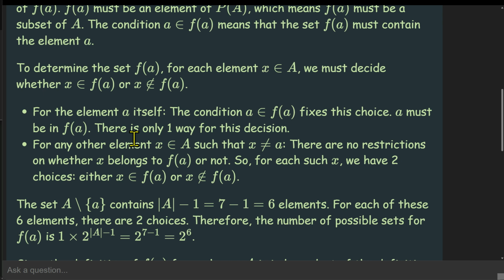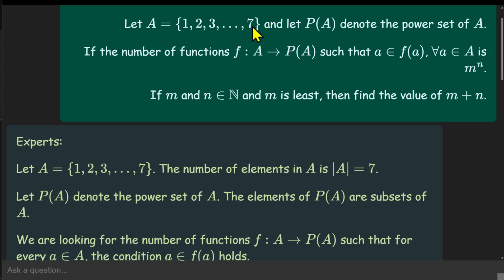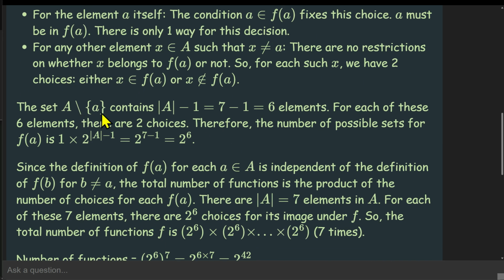So for any other element x belongs to A, such that x is not equal to a, there is no restriction. So how many elements are there in A? In total 7 elements, right? There is only one way for that element. So look, x is not equal to a, there is no restriction whether x belongs to f of a or not. For each such x we have two choices, x belongs to f of a and x does not belong to f of a. So we have to subtract a from A, that is the number of elements minus 1, that is 7 minus 1, 6 elements.